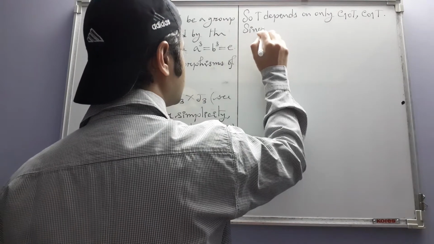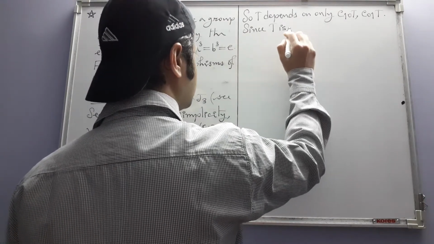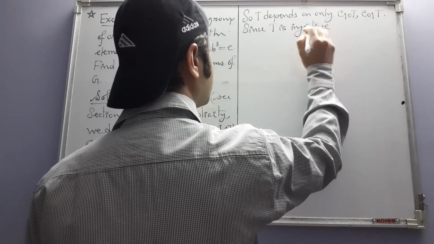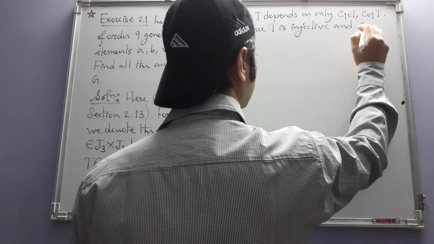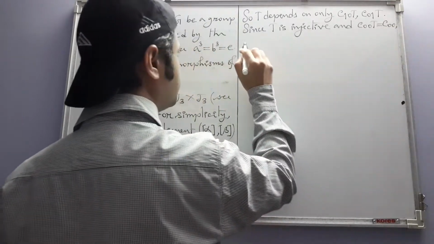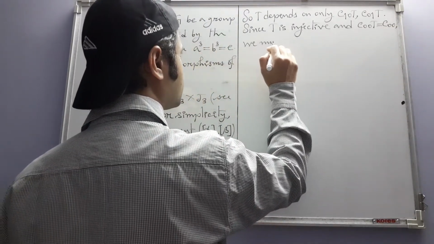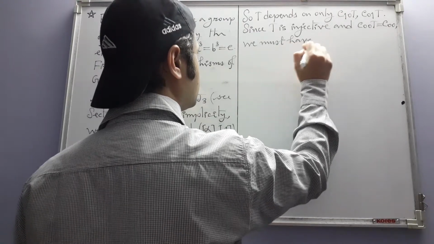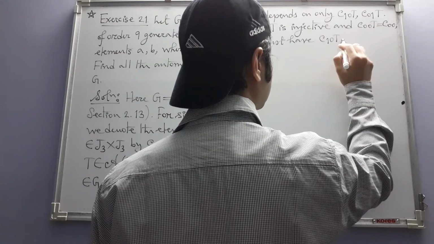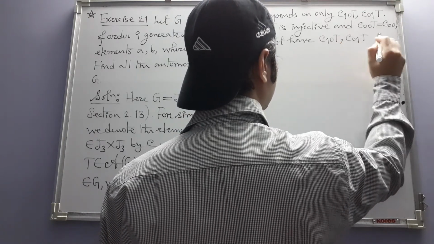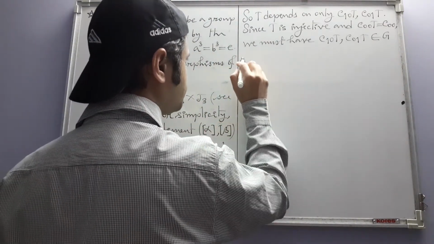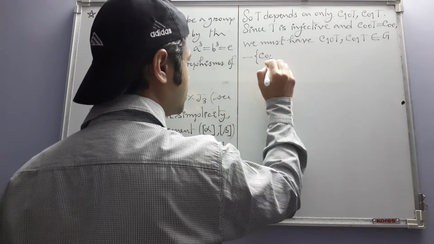Since T is one-to-one, or injective, and C00T is equal to C00, we must have C10T and C01T both belonging to, of course, the group G, but none of them is the identity.